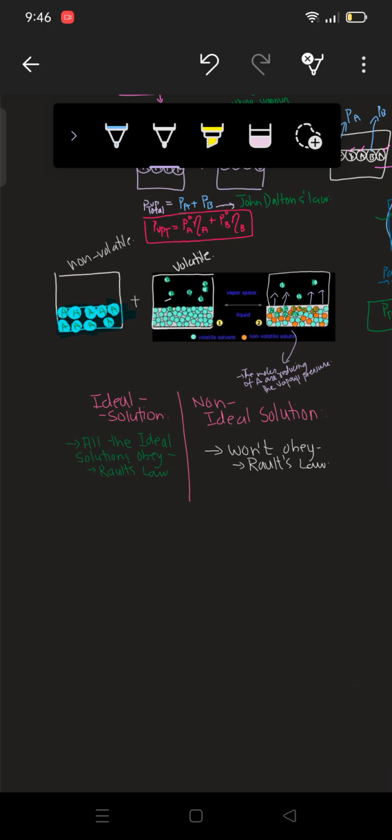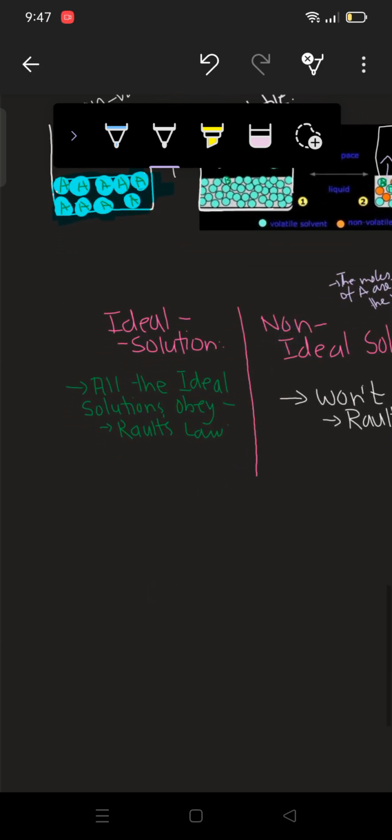And what does Raoult's law say in a solution? The vapor pressure of each component is directly proportional to its mole fraction, right? So that is what we call Raoult's law. All those solutions that obey Raoult's law would be ideal solutions, and if those solutions do not obey Raoult's law, they would not be ideal. However, they would be non-ideal solutions, right?